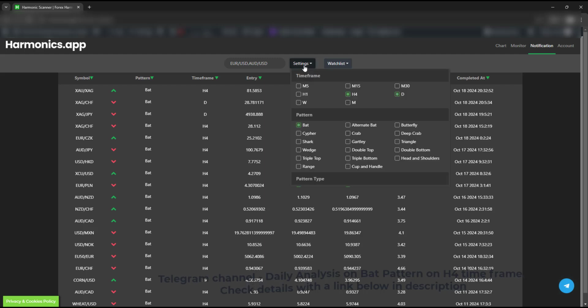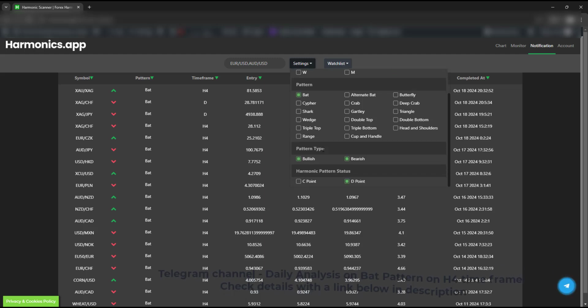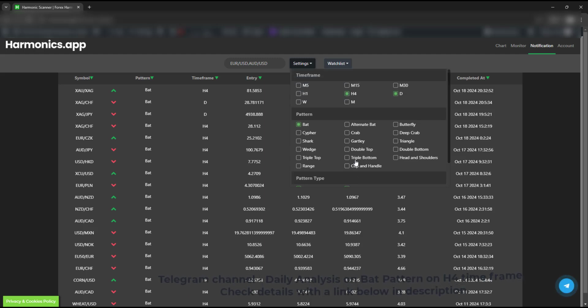Inside the settings, you can select the details: which time frame you would like to watch, which pattern you want to watch, the pattern type, and the status. Is it the D point or the C point? Now you can see these are the settings I have selected.